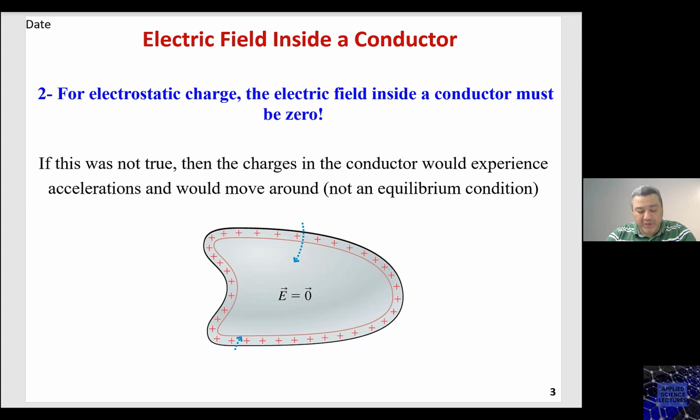So now we know that the electric field inside the conductor is zero, and in that sense, as long as this electric field is zero inside, those charges are not going to move. Those charges are excess charges that we added to the conductor.